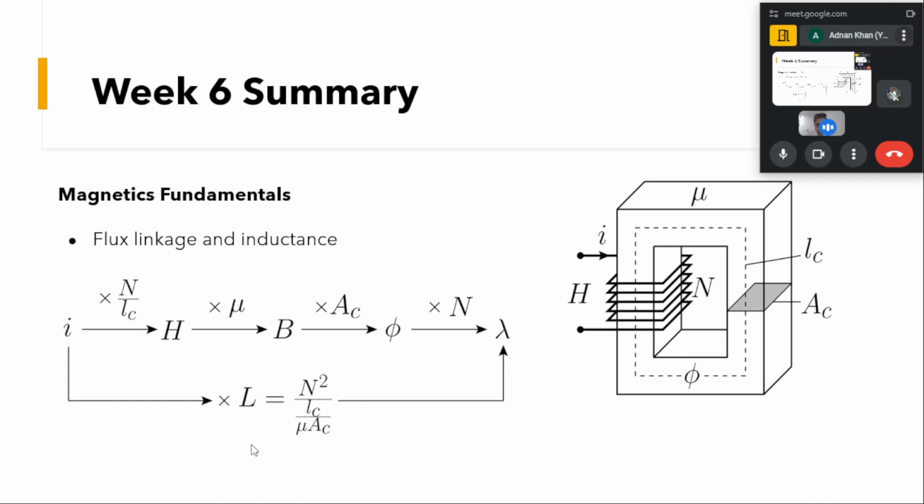So if we have a core where the LC is known, mu is known, AC is known, and number of turns is known, we'll get a particular value of L, and for that L into I, we'll get the flux linkage. Here you can see L is equal to N square divided by LC divided by mu AC. This quantity LC divided by mu AC is known as the reluctance. This is similar to the resistance. As we see in the resistance, given by rho L by A, here the reluctance is given by LC divided by mu AC. So this is the reluctance, the resistance offered to the flux by this magnetic core.